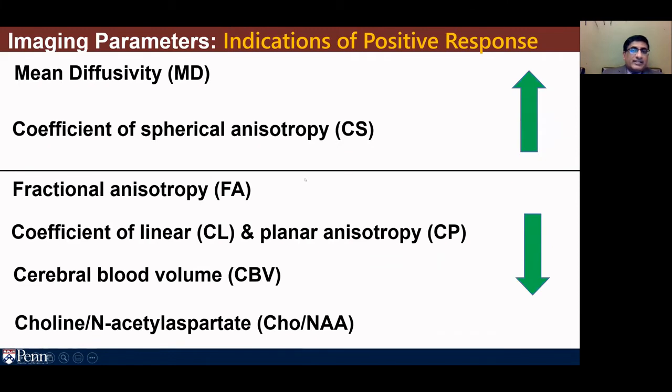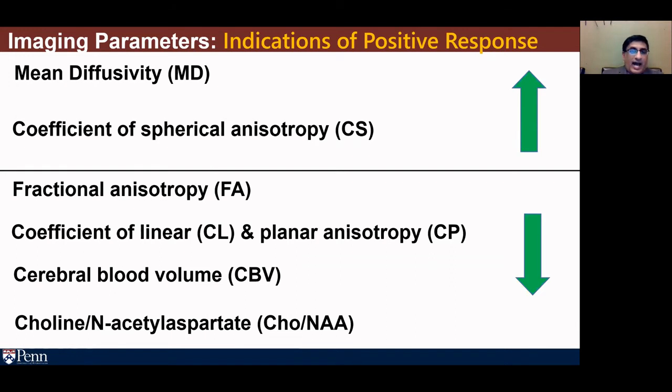Okay, so now what are the indications? How can we determine whether a particular parameter is showing a positive or a negative response to the treatment? These are the different parameters which we can obtain by using diffusion tensor imaging, perfusion imaging, and spectroscopy imaging. Mean diffusivity and coefficient of spherical anisotropy generally increase whenever there is a positive response to the treatment. On the other hand, fractional anisotropy, coefficient of linear and planar anisotropy, cerebral blood volume, and choline to NAA ratio decrease whenever there is a positive response to the treatment.